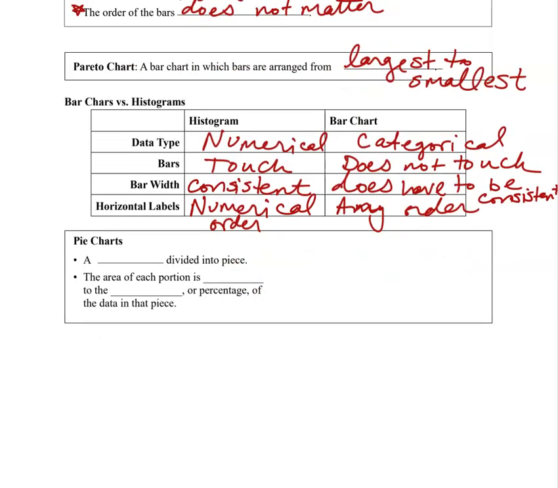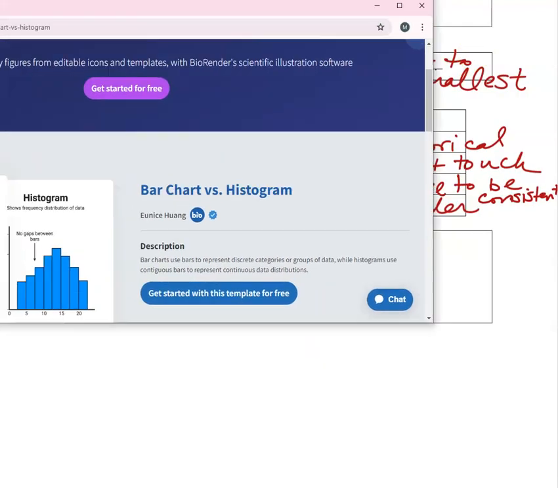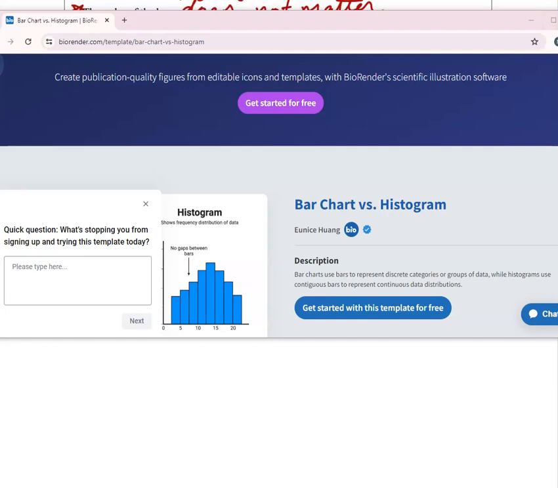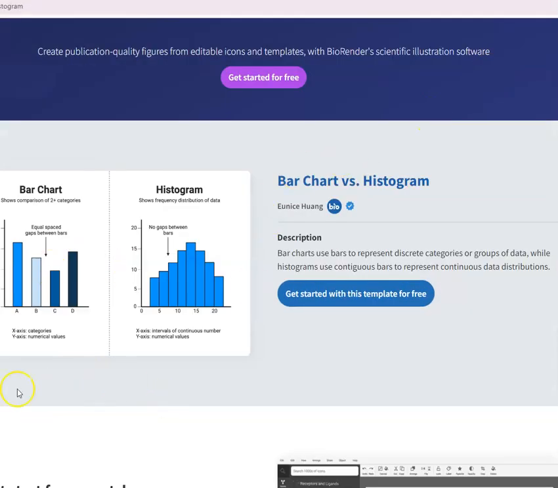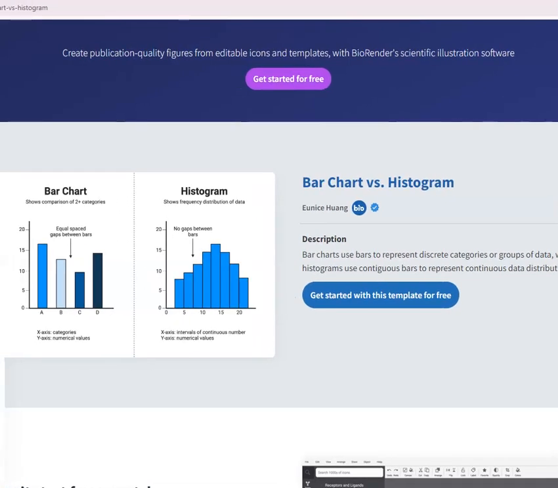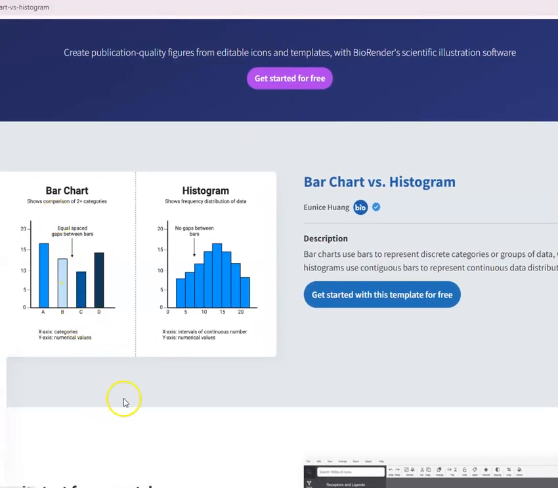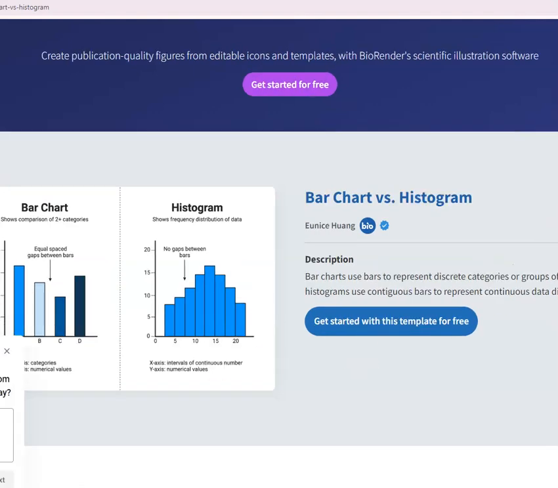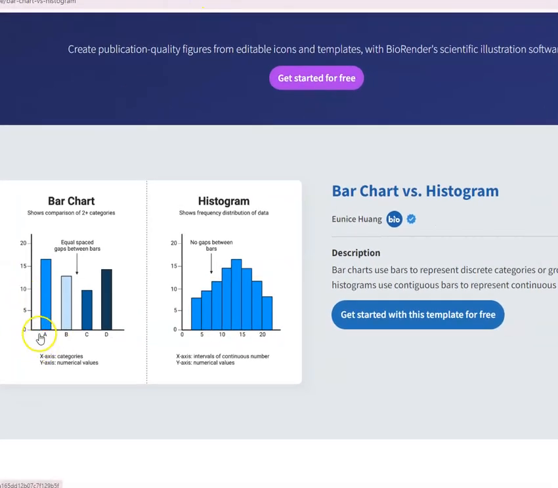Okay, I've got a nice little graphic here I just found comparing a bar chart and a histogram. Let me show it to you really quickly. This has two graphs. The one on the left is a bar chart, and notice that the bars do not touch. I don't know what these categories necessarily represent, but I'm going to zoom in a little bit and get rid of some of the junk here. There we go.